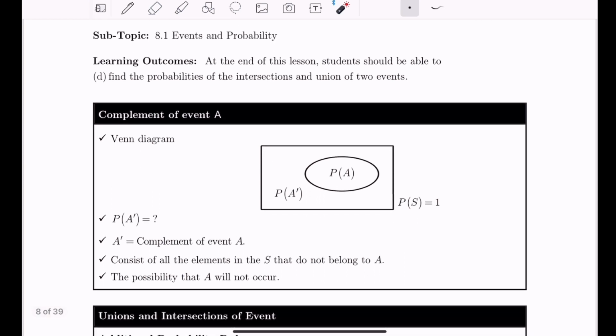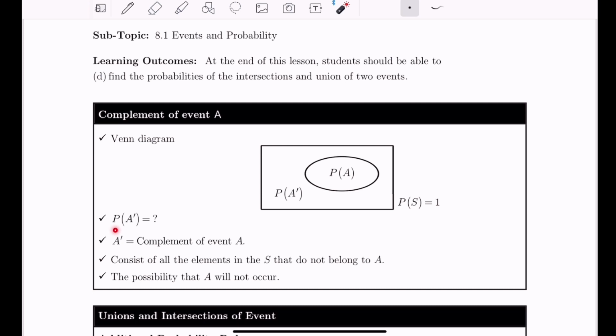So first, we're going to have a look at the complement of event A. This can be illustrated by using a Venn diagram. In this Venn diagram, we can see that there is event A in the circle, and outside the circle we have event A prime. What is event A prime? Event A prime is not A, but it is still within the sample space region.